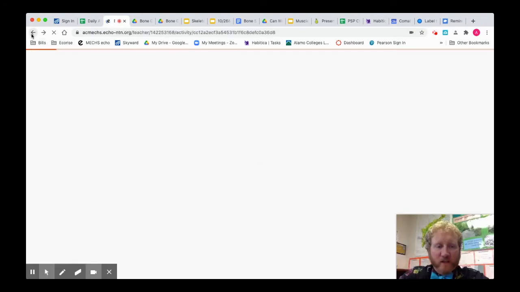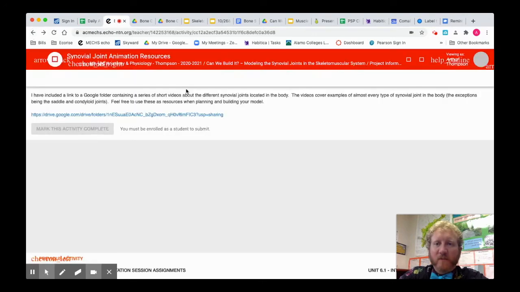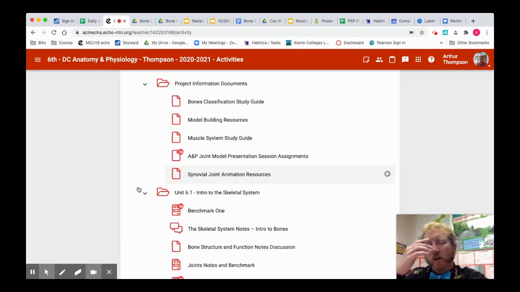Pick a joint. You already should have given me some examples in benchmark number 1. Pick one if you gave me more than one, so you can start figuring out the different parts of the joint. You're going to need to lock yourself in at this point. So as a group, you'll want to discuss which one you want to do and stuff like that.